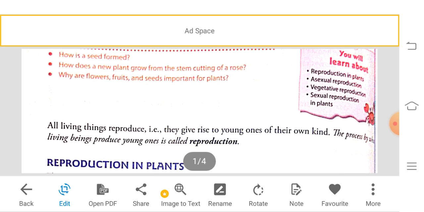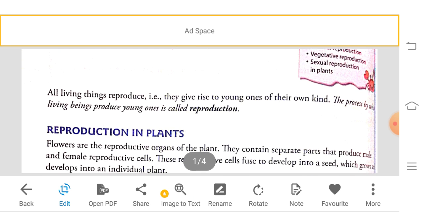So first of all, let us know what is reproduction. Reproduction is a process of giving birth to young ones. The process by which living beings produce young ones is called reproduction.